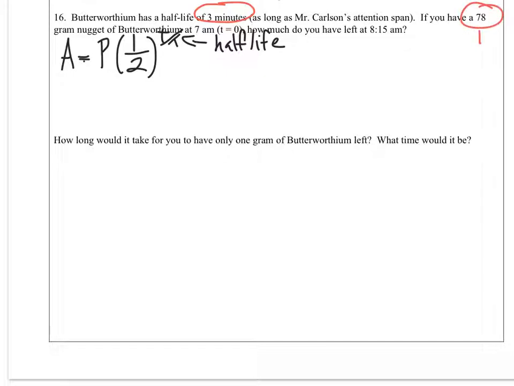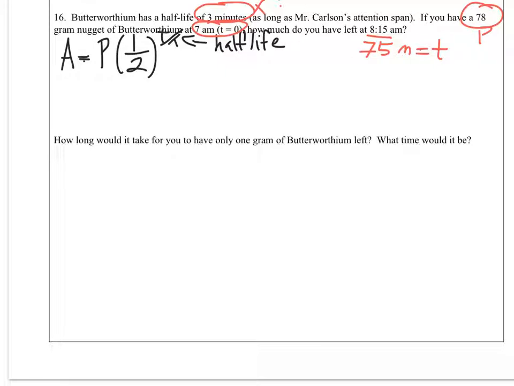78 grams, that's my starting value. And then I look at 7 a.m. as my time equals 0. Okay, so this is given to us so that we can figure out how much time has passed since 7 a.m. So 8:15 a.m., if there's 60 minutes in an hour, 60 plus an additional 15 would be 75 minutes.